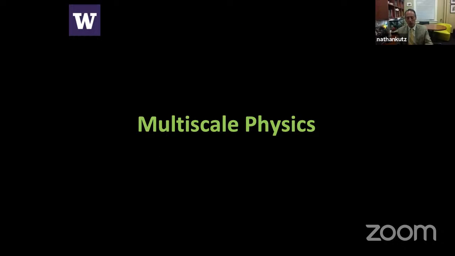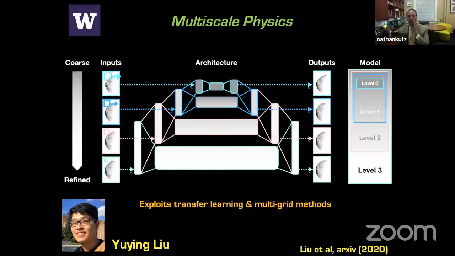A couple more thoughts, and then we'll go to a little break. You can also think about multiscale physics systems. This is about training neural networks that have hierarchical architectures where you learn coarse-grained features and then refine them where you need, much like you would with multi-grid. This exploits transfer learning and multi-grid methods together in a neural network architecture. This is what my student Lulin worked on.